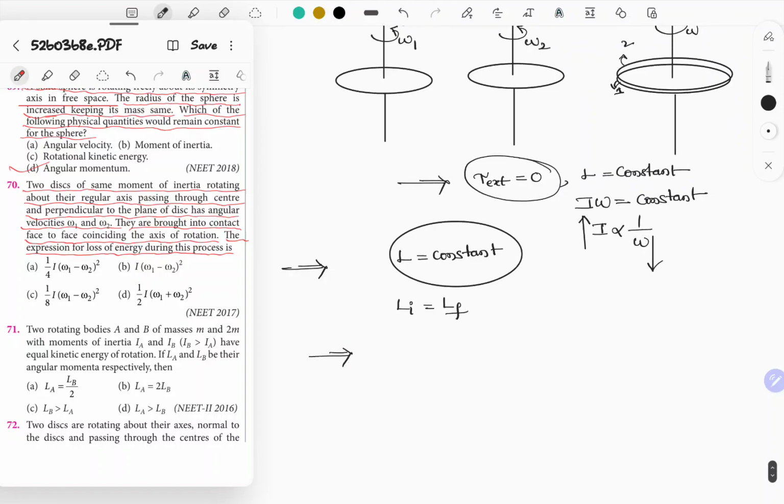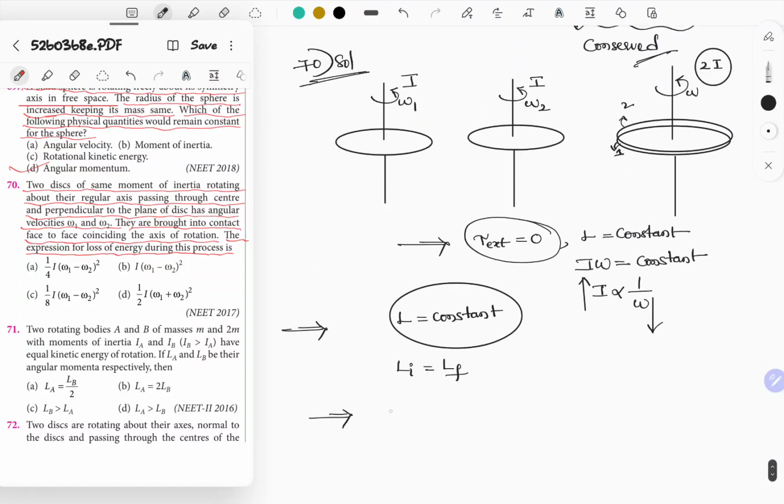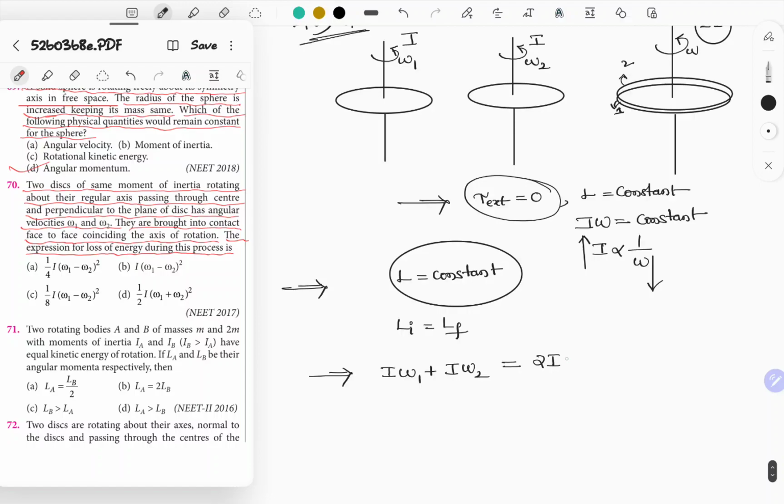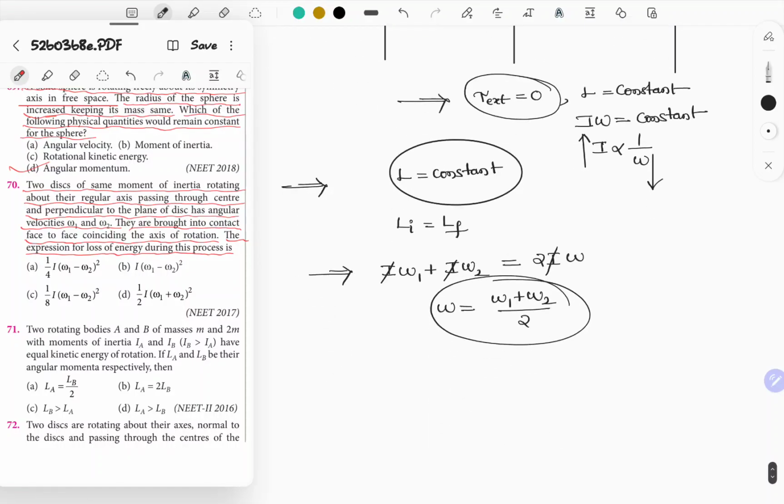Initial angular momentum: initially two objects are there, so it is I omega 1 plus I omega 2. Final angular momentum is 2 times I, as there are two disks, into omega. So I will get cancelled out. Then the final angular velocity after placing one disk on the other is going to be (omega 1 plus omega 2) by 2. This is the final angular velocity.